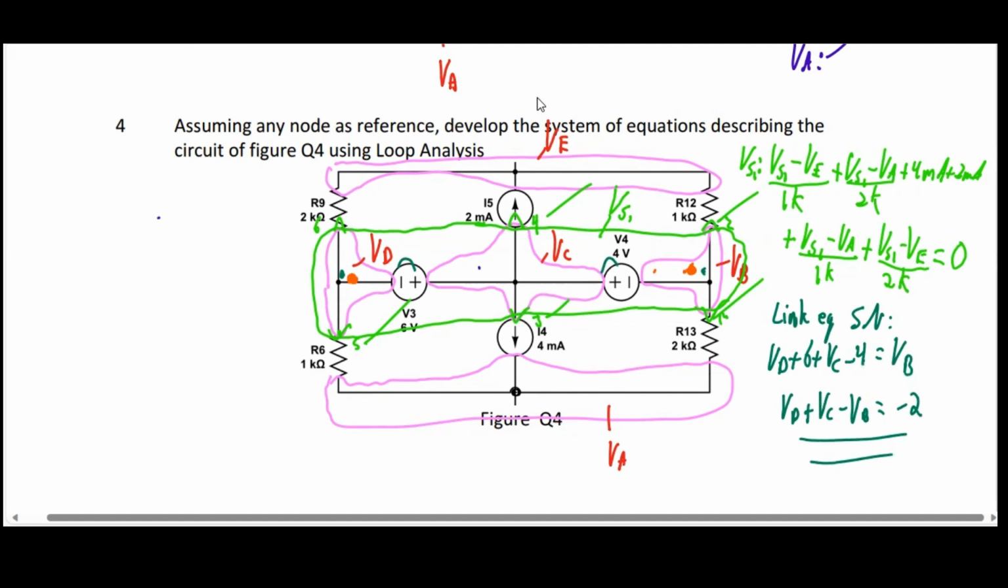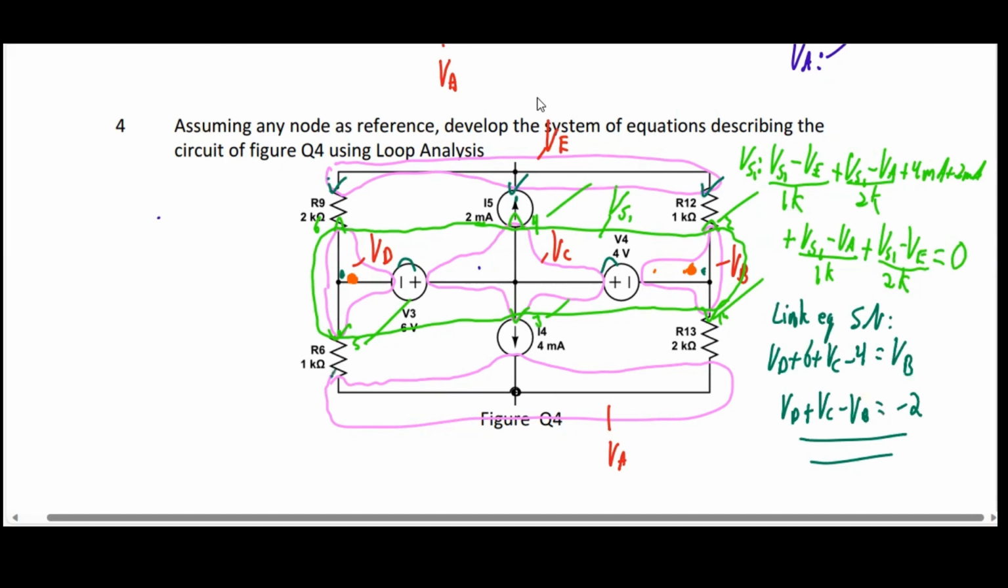So it has other nodes. It has VE. If I assume everything is going out, there's going to be negative 2 here because it's going against what I assume. And this here will be VE minus VS1 divided by 1K. This here is going to be minus 2. This one here, we're coming from VE, we're going to the supernode. So it would be VE minus VS1 divided by 2K, and all of that equals 0, and you're done.